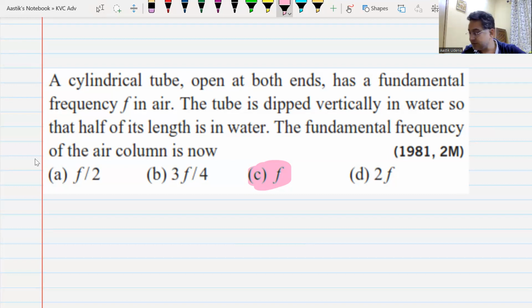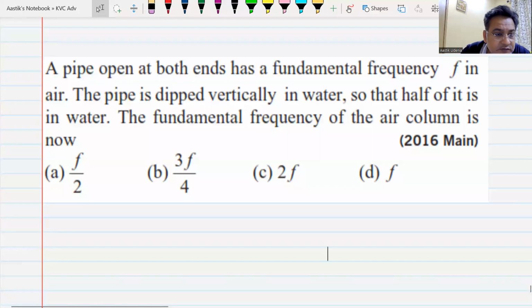See, the same question gets repeated. This one. D. Do we understand this, or has it gone above our head? We understand, sir. Sure?